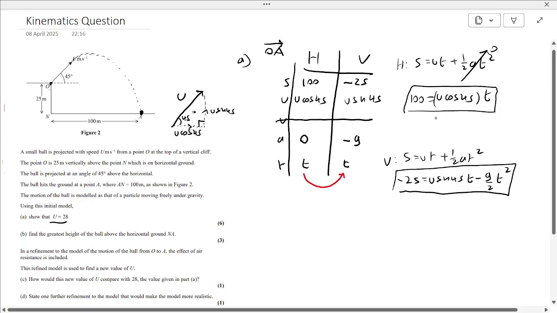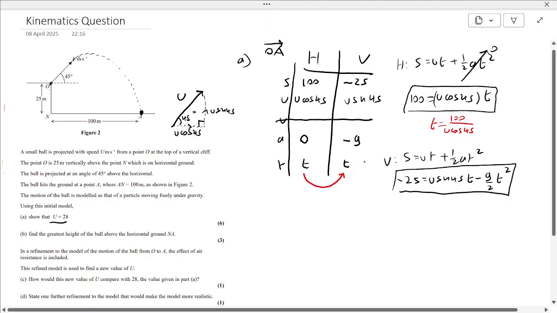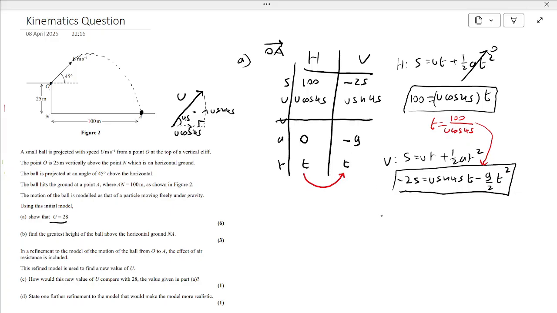So to eliminate T, let's make it the subject. So T equals 100 over U cos 45. You could at this stage replace cos 45 with root 2 over 2 if you wanted to. And let's put that in over here. So what do I get? Negative 25 equals U sin 45, and then T is 100 over U cos 45.